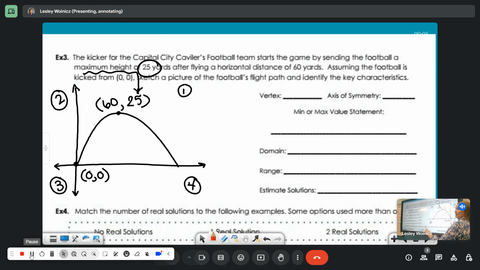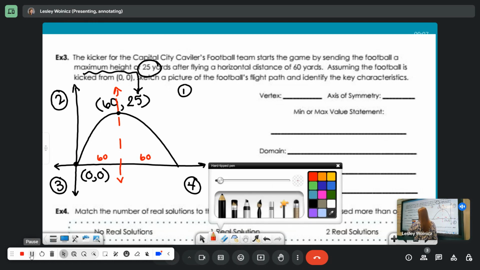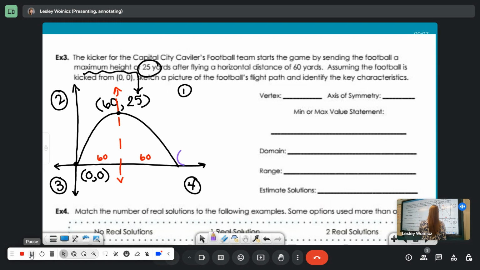So does it say it flew 60 yards total horizontally? No. Do you hear the difference? Okay, so if I put my axis of symmetry on this bad boy, and it's 60 on this side, what is this side going to be? Also 60, which makes how far it traveled? So this is the point 120 yards, 0 yards.